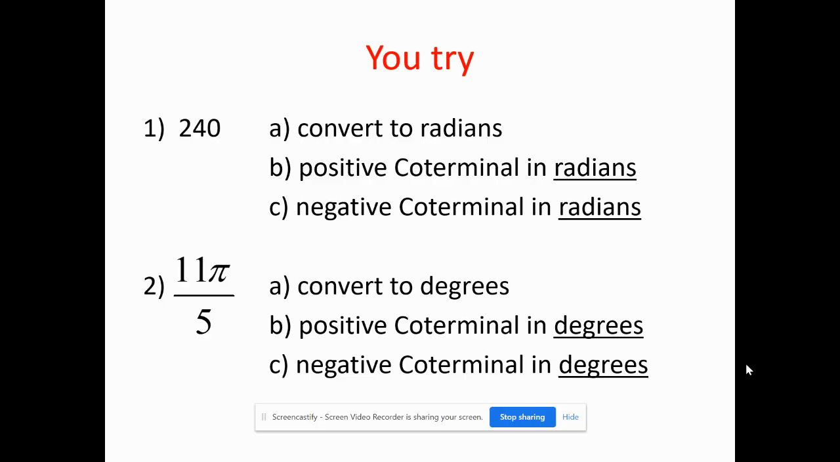Okay, you try these. On my next slide, I am just going to have the answers. So you need to pause the video and try these on your own. Notice the directions. Every answer for number 1 should be in radians. So first you're going to convert and then keep it in radians. And number 2, you're going to convert it to degrees, and then your other answers should be in degrees. Pause your video so you don't see the answers. Try these on your own.